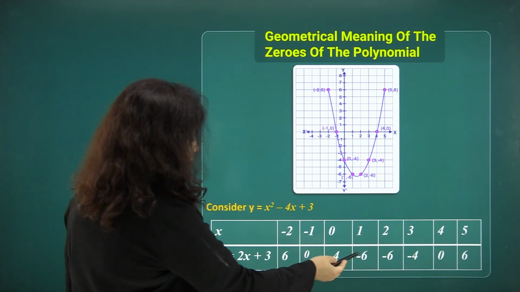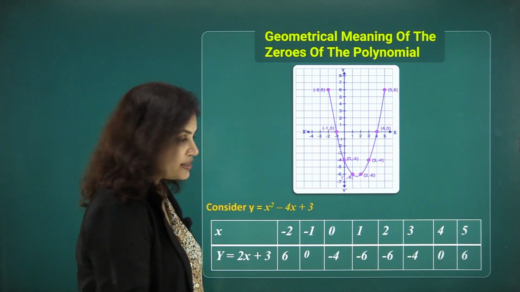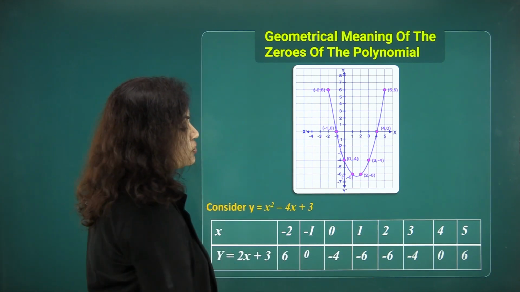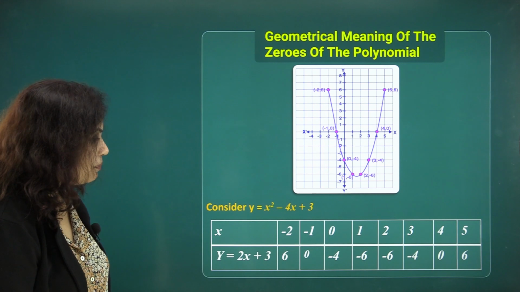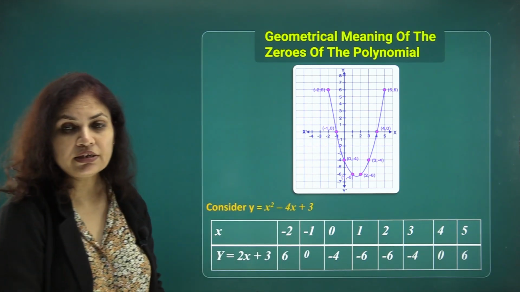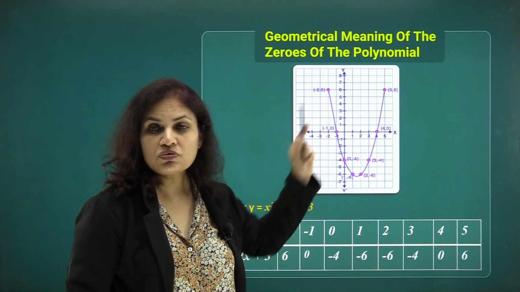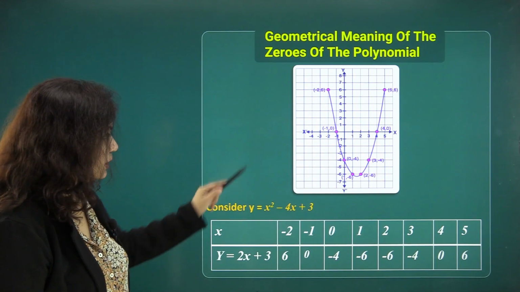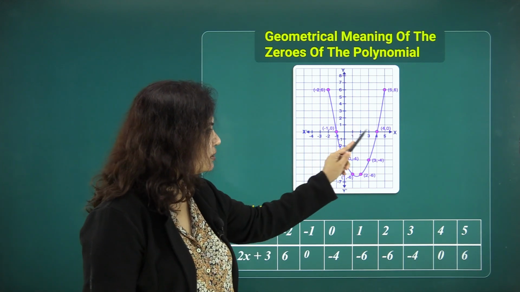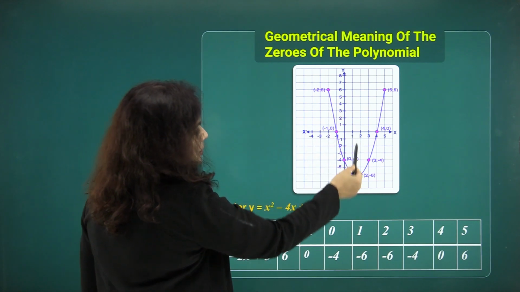Because for two different values of x, I will get the same value of y. As I can see here, for x equal to 1 I get y equal to minus 6, and for x equal to 2 also I am getting y equal to minus 6, and after that to the left and to the right the values are symmetrical. So, it is giving rise to a symmetrical curve, and the axis of symmetry is lying between these 2 points.